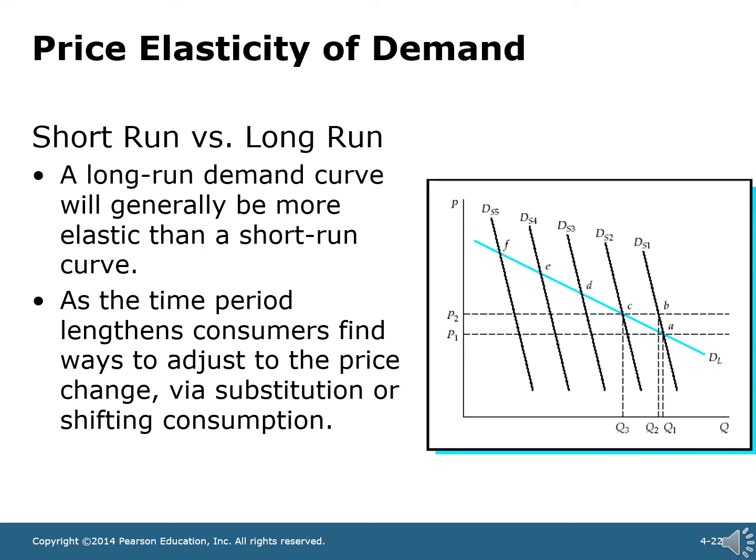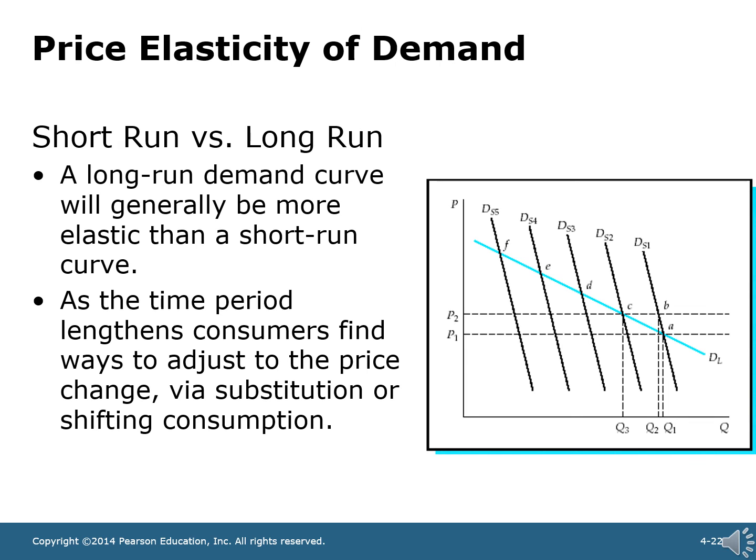As the price changes from P1 to P2, looking at demand curve DS1, in the short run, moving from P1 to P2 is only going to move us from point A to point B. At point A, Q equals Q1. At point B, Q equals Q2. These are relatively close to each other. So consumers are not very elastic. They're not sensitive to a change in price. Again, that's because in the short run, there are fewer substitutes.